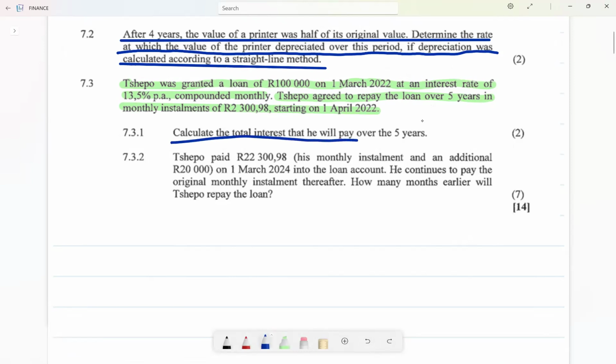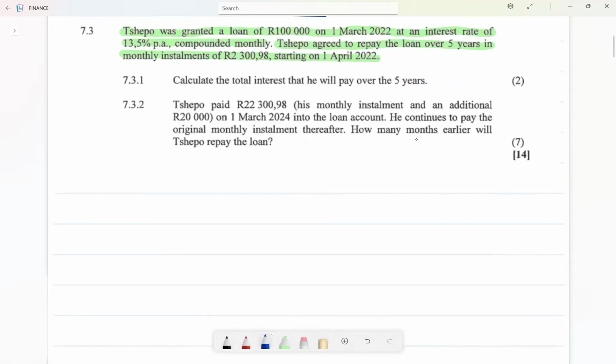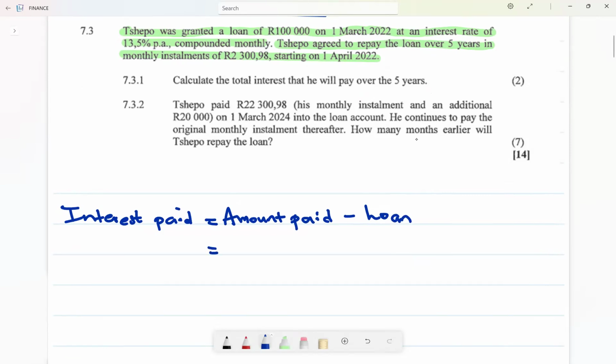They say calculate the total interest that Tshepo will pay. So the total interest that Tshepo will pay will be the amount paid subtract the loan amount. What do I mean by the amount paid?